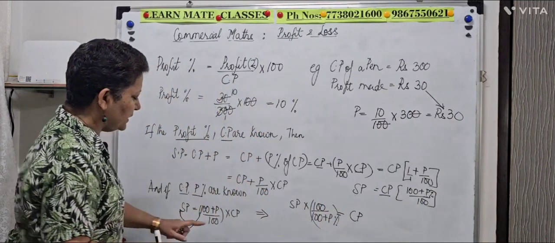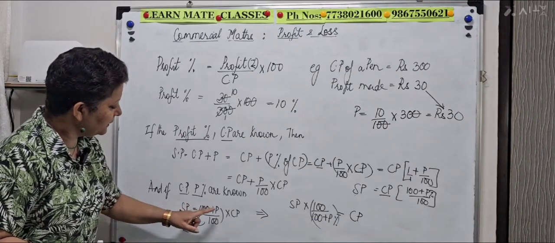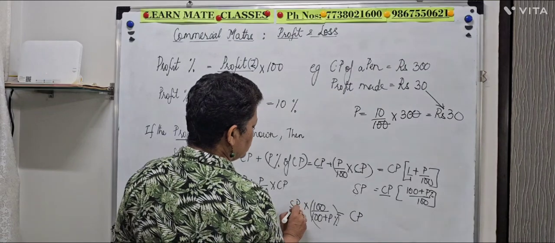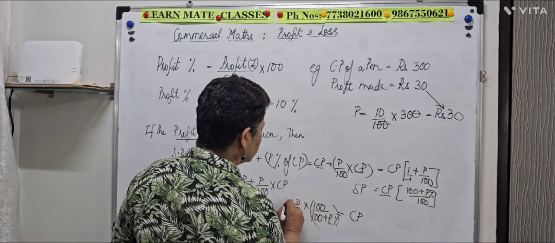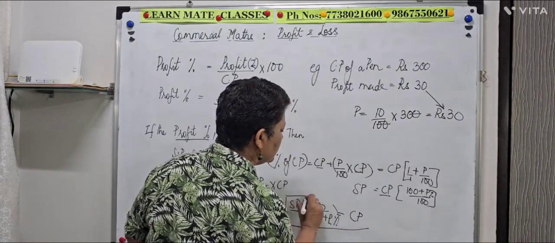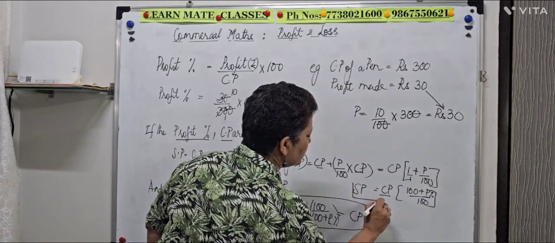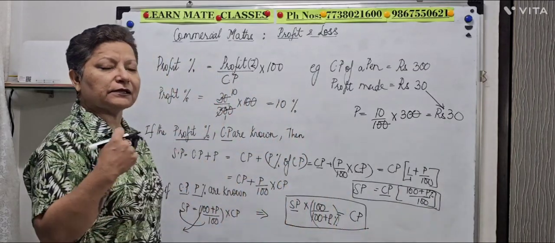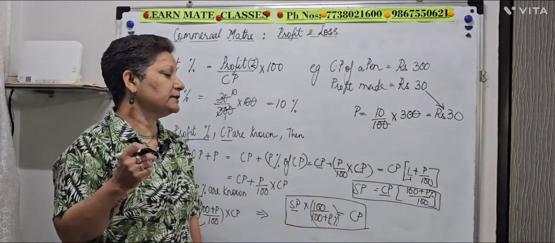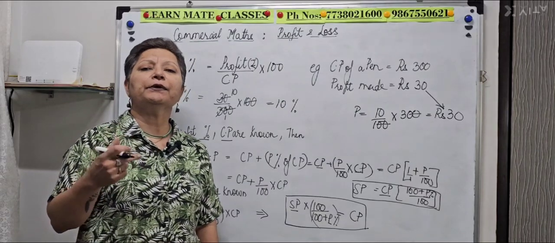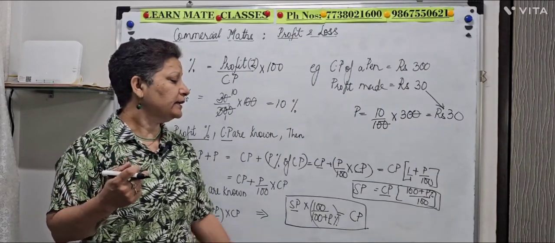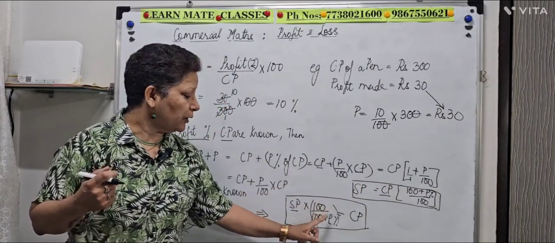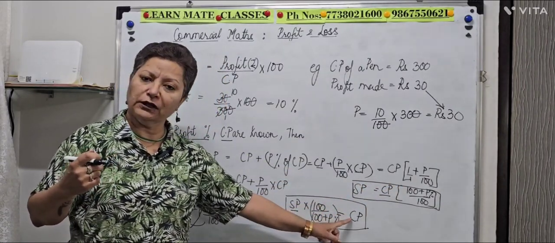The fraction gets inverted because 100 has gone up and the 100 plus P has gone down. So this is the next formula: when you know the selling price and the profit percent, this is how you calculate your cost price. These are my two formulas which I should remember, because it is not in all circumstances that you know the profit in rupees. You may know the profit in terms of a percentage. If you know the CP and the profit percentage, that gives you the SP. If you know the profit percentage and the SP, this gives you the CP.